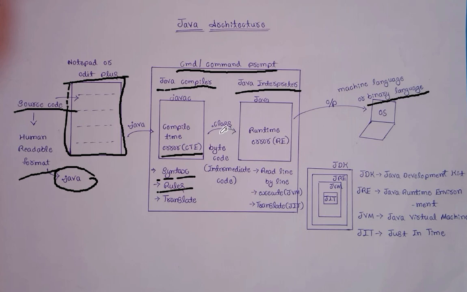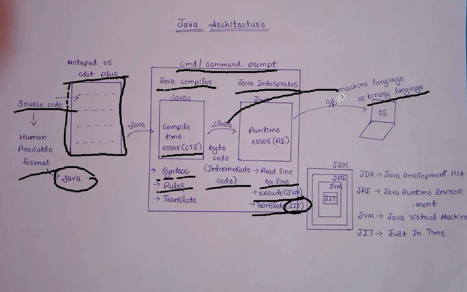This .class file contains byte code, and this is also called as intermediate code, which means this code is neither understandable by the humans nor by the machines, and we give this .class file as an input to the interpreter. Interpreter will read this code line by line, and it will execute the .class file with the help of JVM. Once after the execution, it will translate .class file into machine language with the help of JIT.